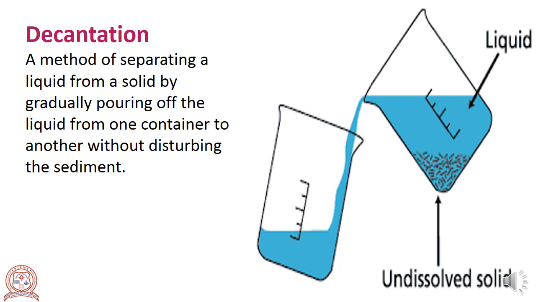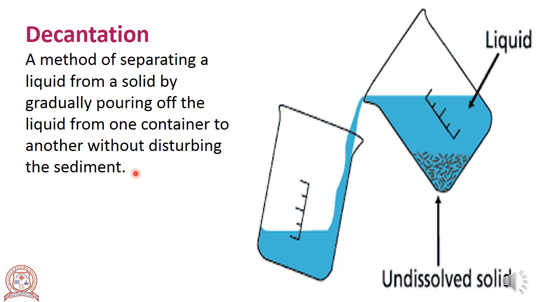Next is decantation. To decant means to gradually pour off liquid from one container to another without disturbing the sediment. Decantation is a method of separating a liquid from a solid by gradually pouring off the liquid from one container to another without disturbing the sediment.